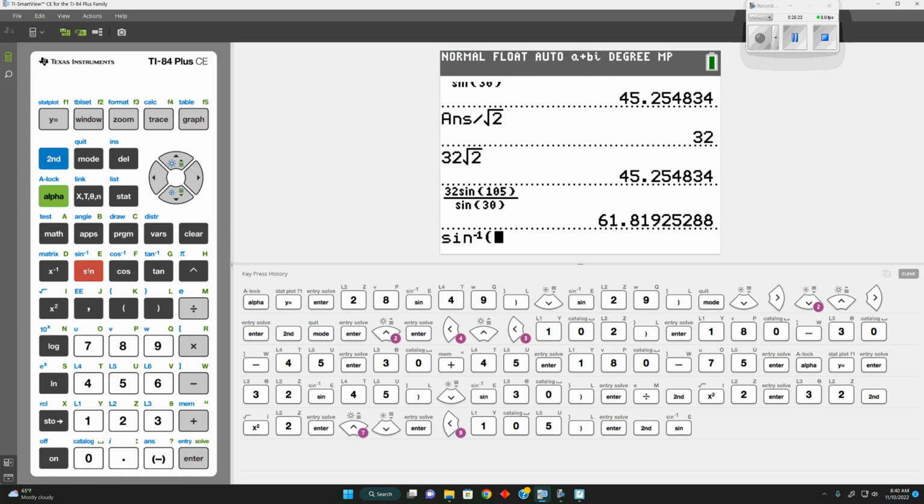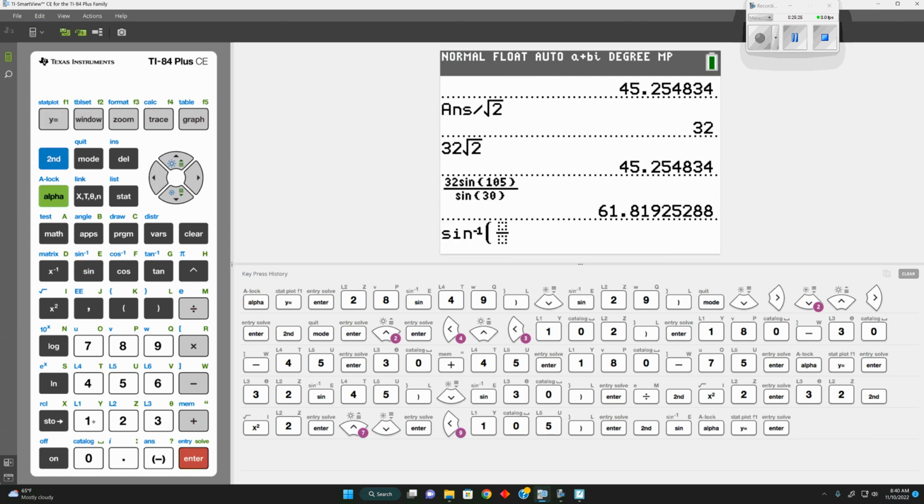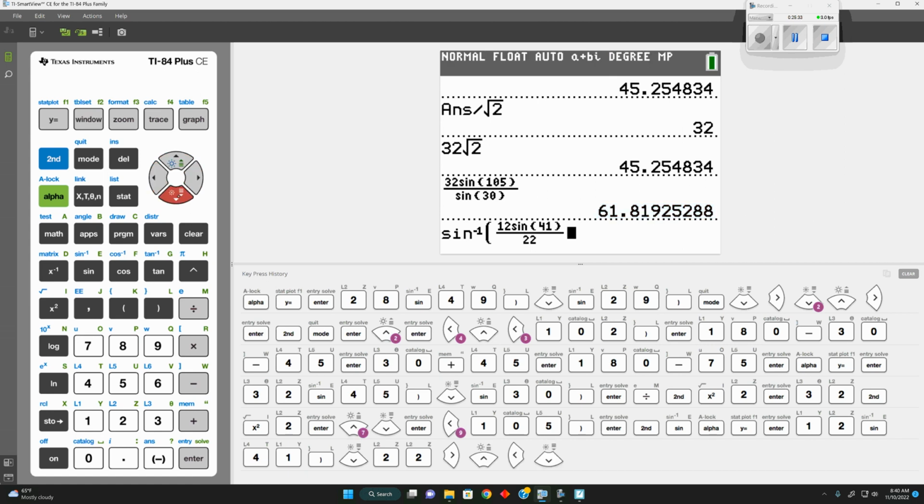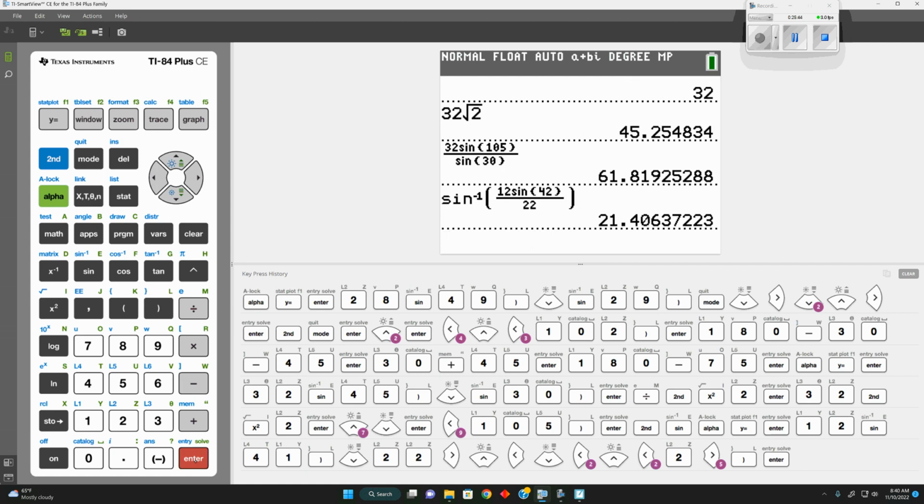Second, sine inverse, alpha, y equals, enter, 12 sine of 42 over 22. And we get 21.4 degrees. Questions on this here? Not too bad.